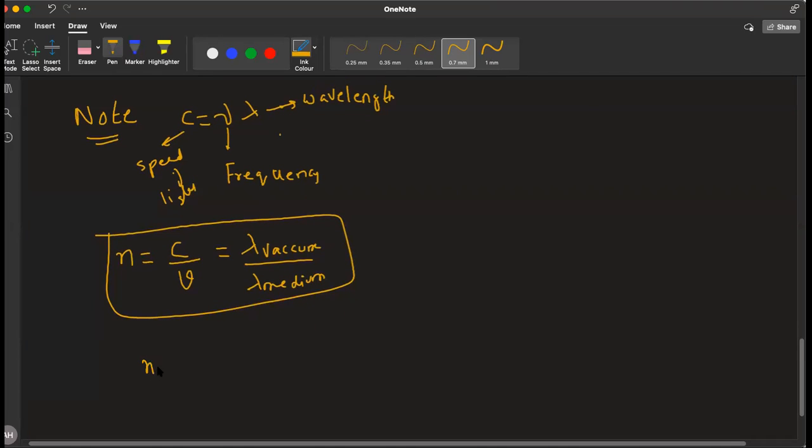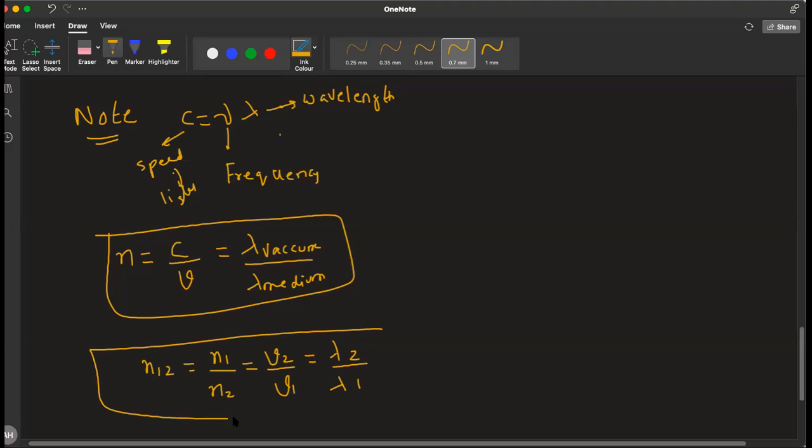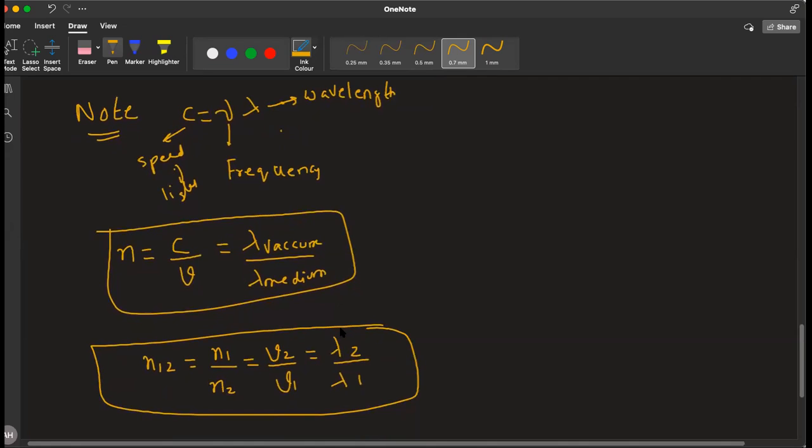And for relative refractive index N12, you write this as N1 by N2. Then you write this as V2 by V1. You can also write this as lambda 2 by lambda 1, wavelength in medium 2 divided by wavelength in medium 1. So this is how you can relate refractive index with speed of light and with the wavelength also. Just note it down. We'll do a few questions on it.